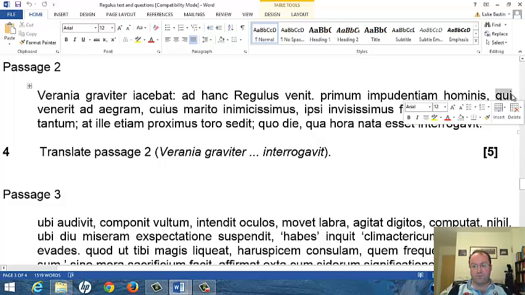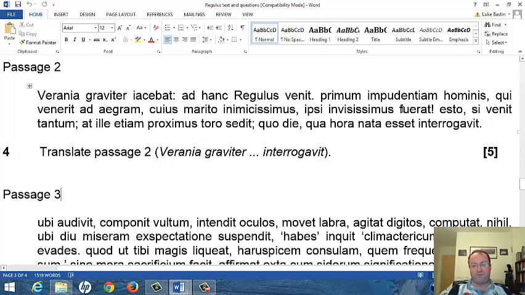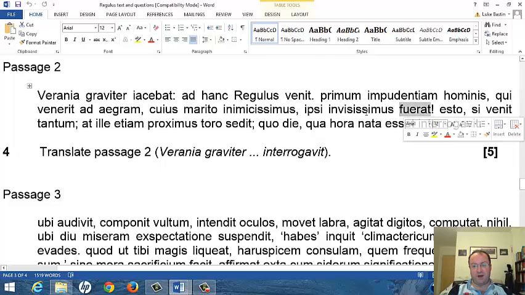Qui, who. Venerit, came to the sick woman. Okay, and then we've got fuerat operating as the verb in both of the remaining clauses. In the ipsi invisissimus fuerat clause, yeah, that's where it physically is, but also in the cuius marito inimicissimus clause as well. So imagine there's fuerat at the end of that clause as well.